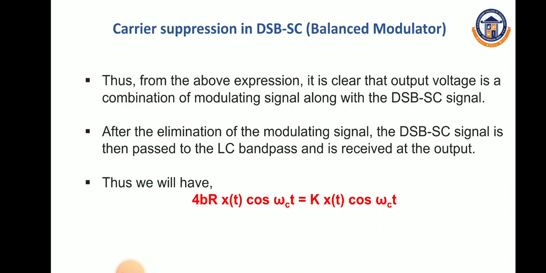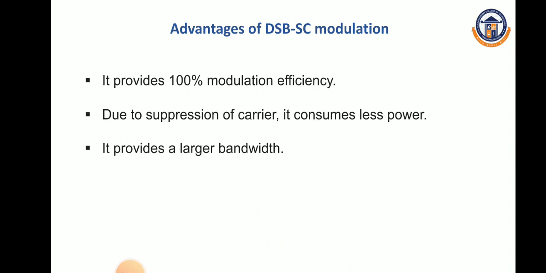We will get 4B R x of t cos omega ct is equal to k into x of t cos omega ct. And finally, what are the advantages of DSB-SC modulation? These are the three advantages. First, it provides 100% modulation efficiency. Due to suppression of the carrier, it consumes less power. Because of suppression, the power consumption is very less. If you add the carrier, you will get only loss of power. The last, it provides larger bandwidth.